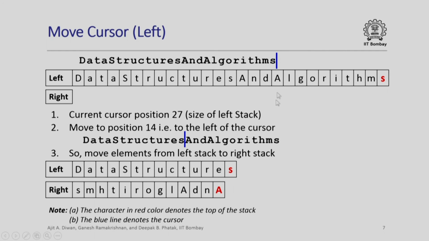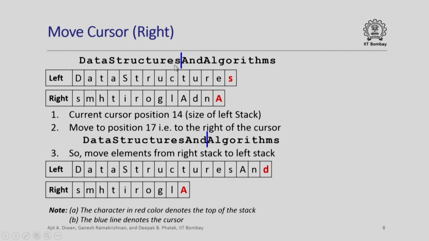So, this was the left stack earlier. All these characters up to this point I should push onto the right stack. Look at how the left and right stack will look. "Data structures" is on the left, and "algorithms" is actually inserted in exactly the opposite way, because that is how the elements will be pushed onto the right stack. So, I now have the left stack and right stack, and I have the cursor at this position.